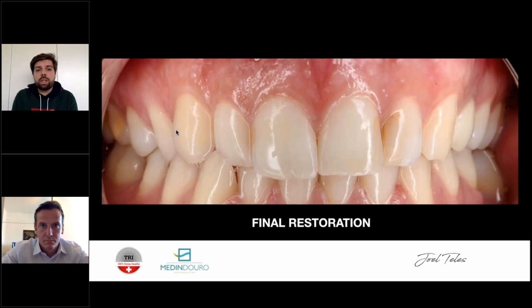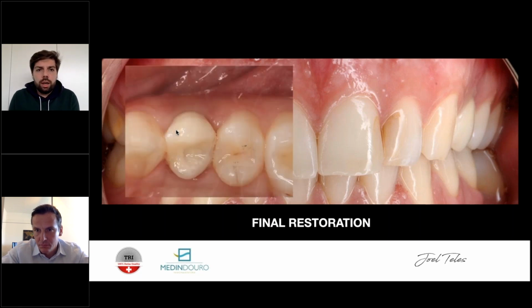So back to our case, this is what you have as a final restoration with what I think is a perfect integration. Pillar in place, volume is in place, and this is what you have.